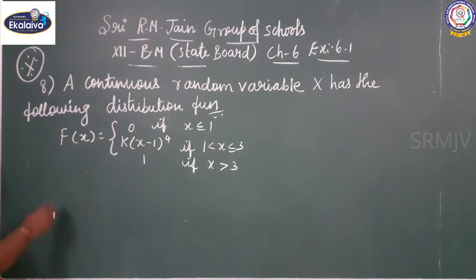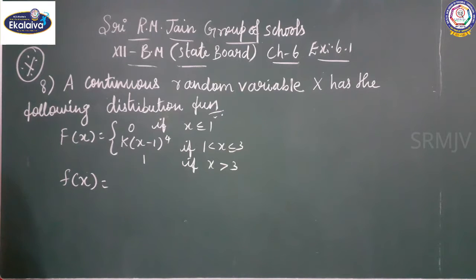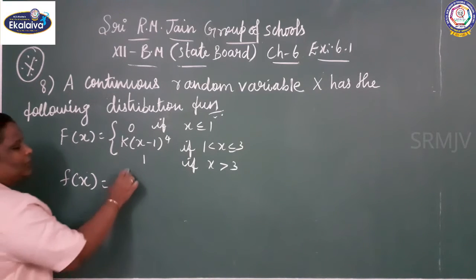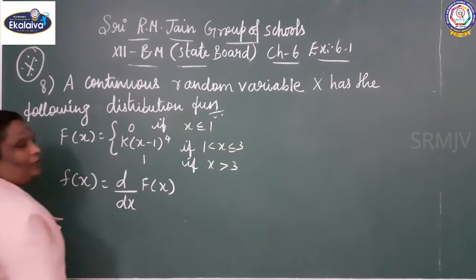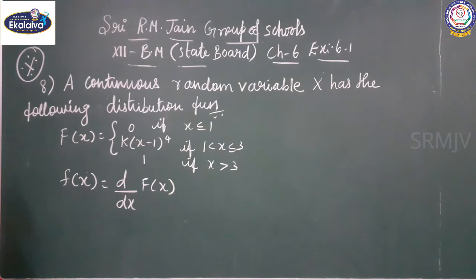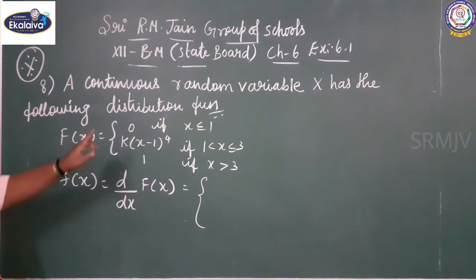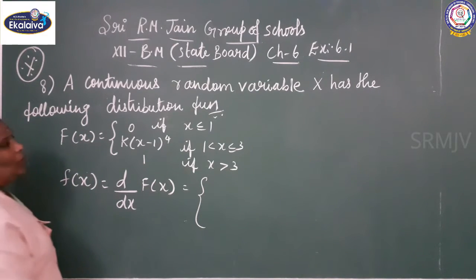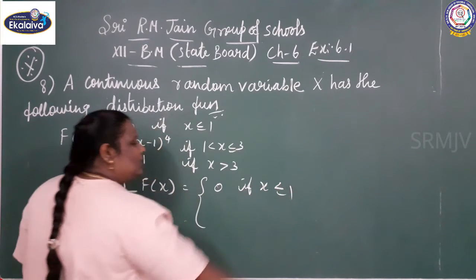See, first you should find out f of x. f of x equal to d by dx, differentiation with respect to x, of capital F of x. Capital F of x, it gives 0. The first term is 0, because differentiation of 0 is 0.